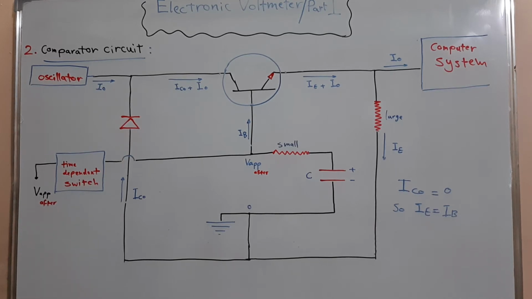This circuit will receive two signals. The first one is from the voltage modifier, and the second one is from the oscillator, and it will give one signal to the computer system. The voltage after modification will be applied here, and the current will rise in this branch, passing through this time-dependent switch. And that switch will close and open automatically depending on a time interval which has been set in it previously.